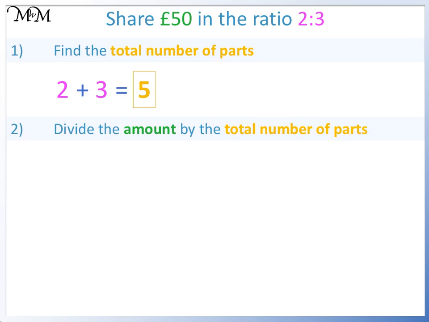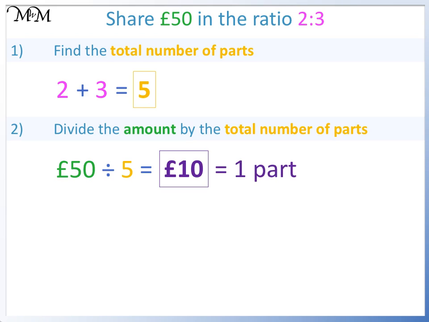Step 2. Divide the amount by the total number of parts. The amount is £50 and the total number of parts is 5. £50 divided by 5 equals £10. £10 is the value of one part.